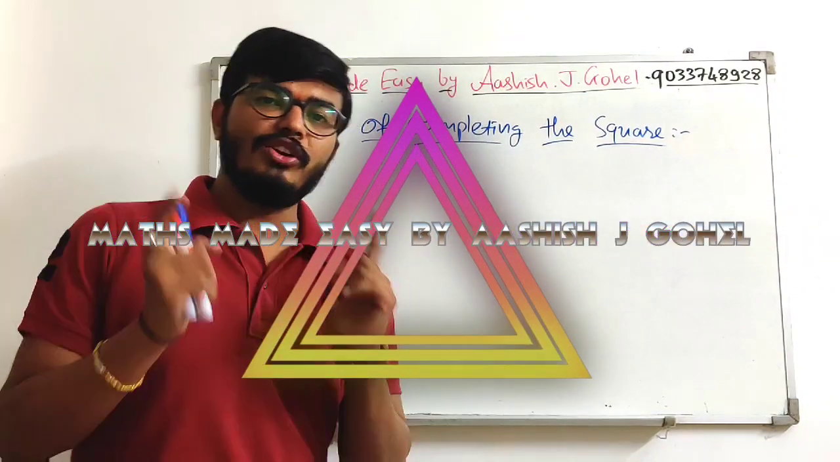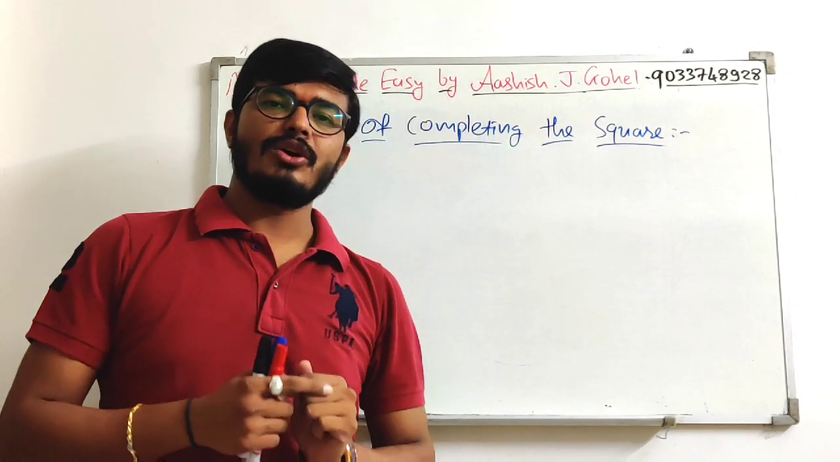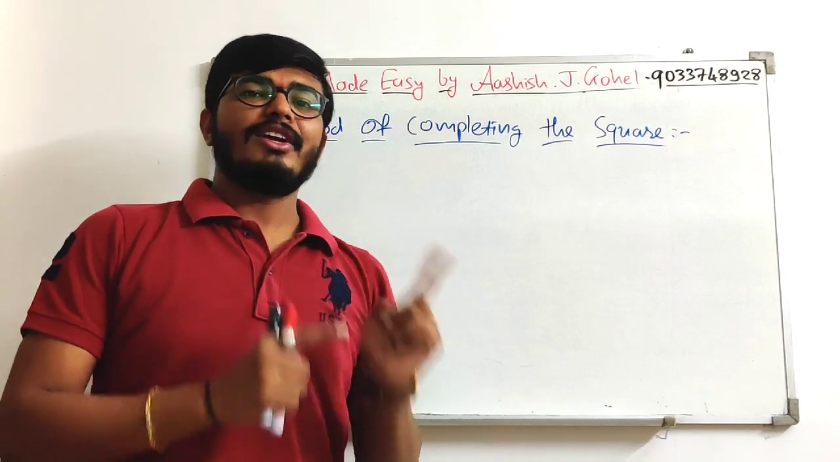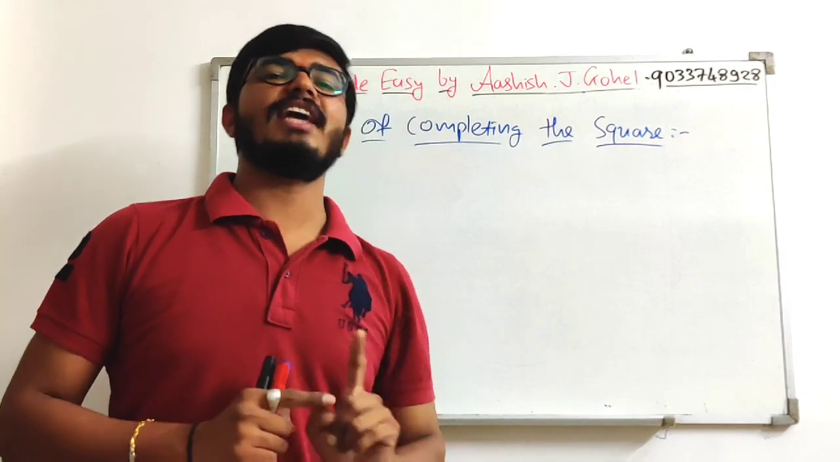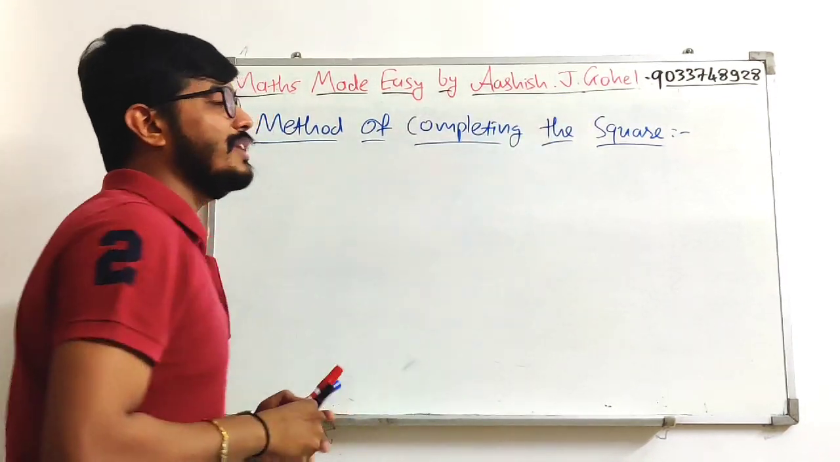My name is Ashish. Today we'll be discussing the completing the square method to solve quadratic equations. This is from Exercise 4.3, main question 1, of your standard 10 NCERT textbook. So the first thing we need to understand is the meaning of completing the square.